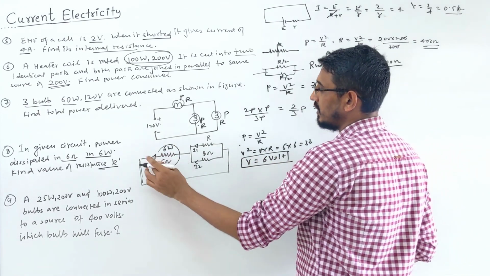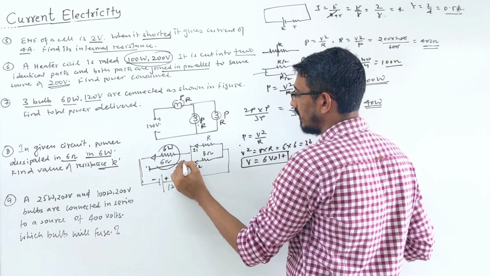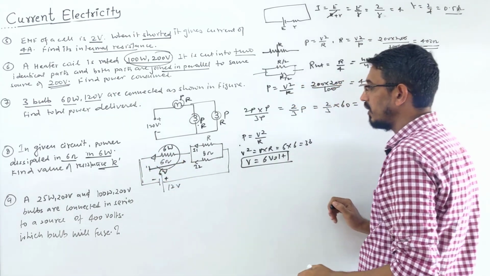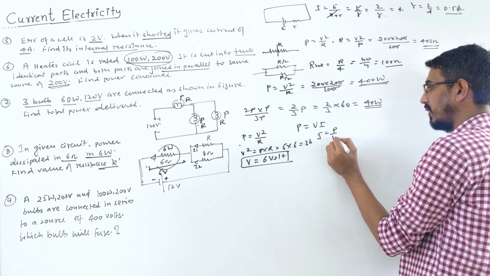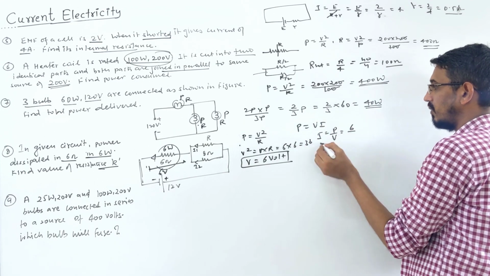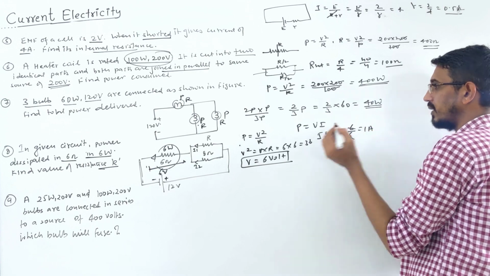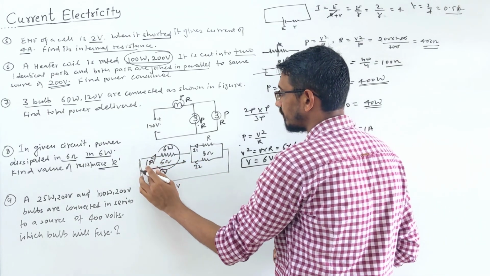So the voltage consumed at this point by this resistance is how much? 6 volt, keep in mind. What is the current? Power is V into I, so I is equal to P by V only. Power is 6, voltage also 6, so it's coming to 1 ampere. That's okay, 1 ampere. Okay, done.